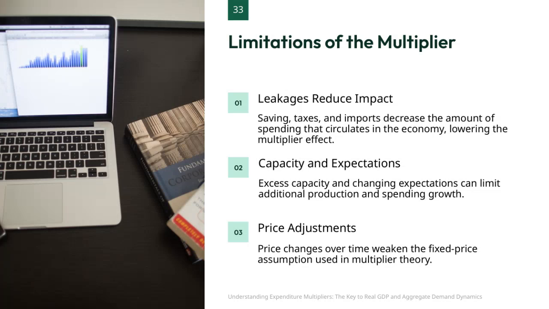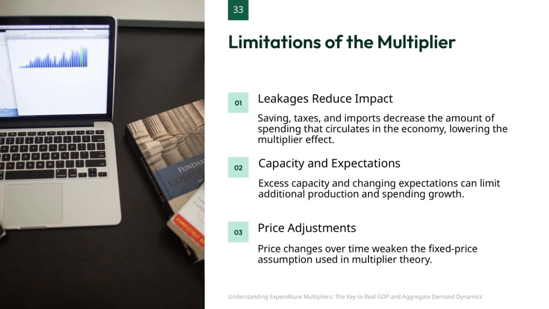Here we're looking at some important limitations of the multiplier effect. First, leakages like saving, taxes, and imports reduce the total amount of spending that stays in the economy, which means the multiplier impact is smaller than we might expect. Next, capacity constraints and changing expectations can hold back further production and spending growth.